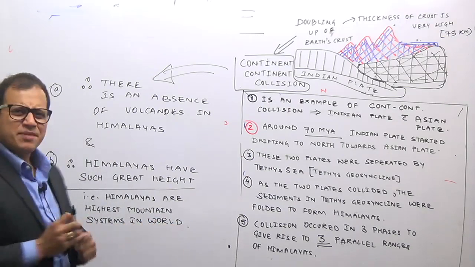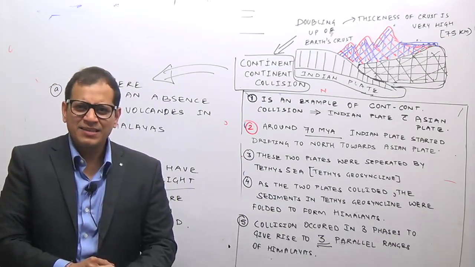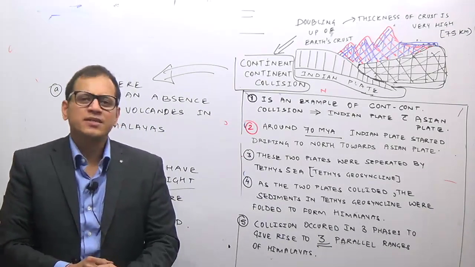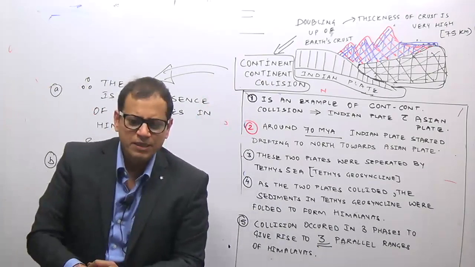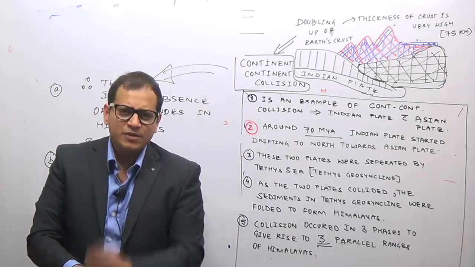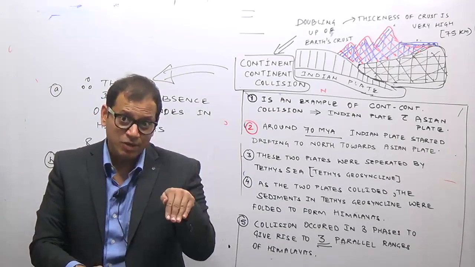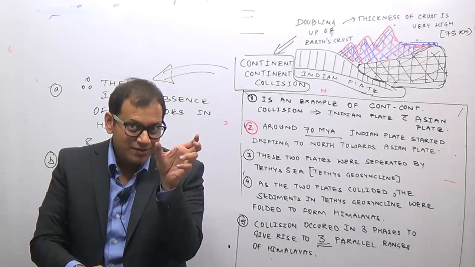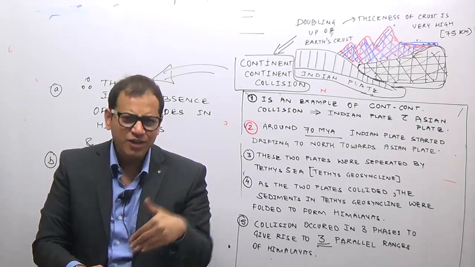Now, if you ask me whether initially there was a volcano in the Himalayas, you just have to imagine what we drew previously. There was a Tethys Sea in between. Initially, obviously, the Tethys Sea went below. The Tethys Sea was an ocean, and the ocean went below.